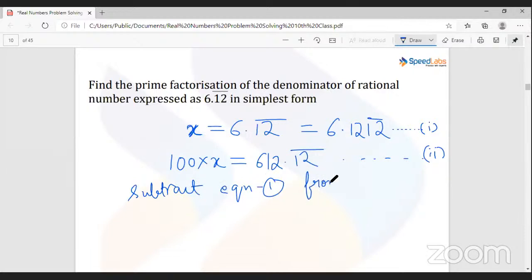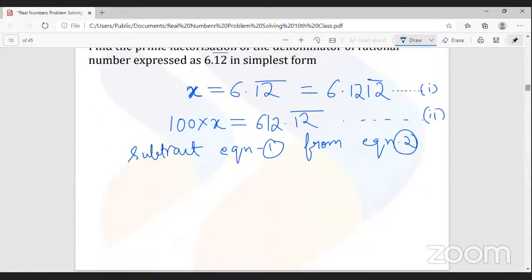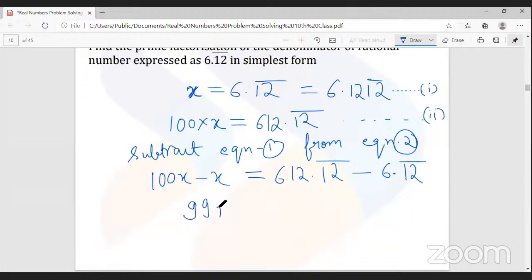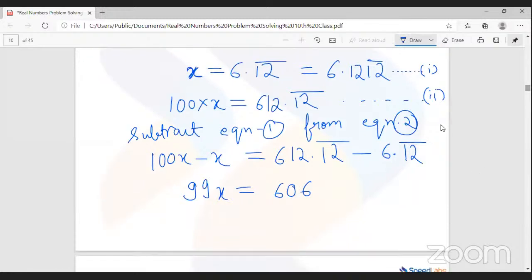If I subtract equation 1 from equation 2, what do we get? 100x minus x equal to 612.12 bar minus 6.12 bar. So we get 99x equal to 606. Is it okay? So now x equal to 606 by 99.